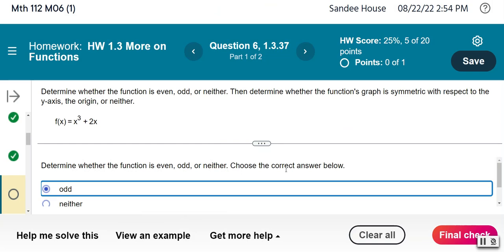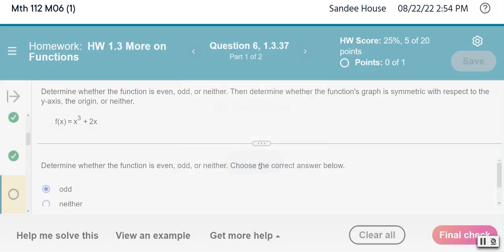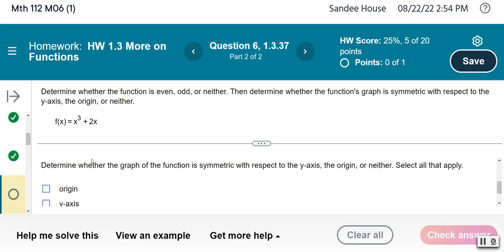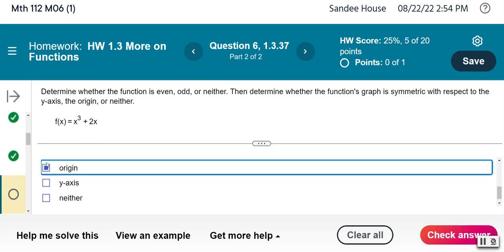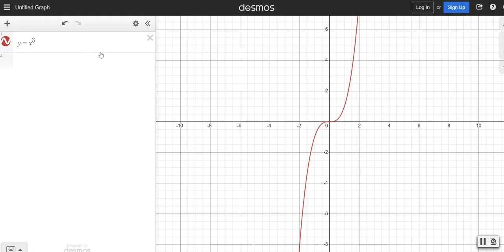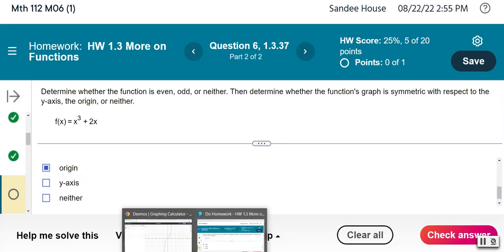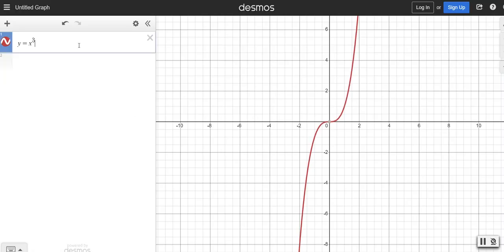Now, this is one of those where if I turn it upside down, it's going to look the same, right? So what kind of symmetry does it have? It has origin symmetry. Let's go out to Desmos and look at that. X to the third plus 2x. Now, you're not going to have the graph, so you've got to do it algebraically, but I want to show you why the symmetry is what we say, origin.